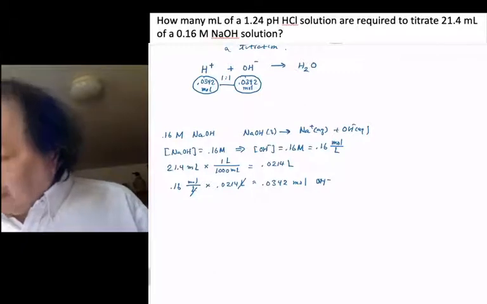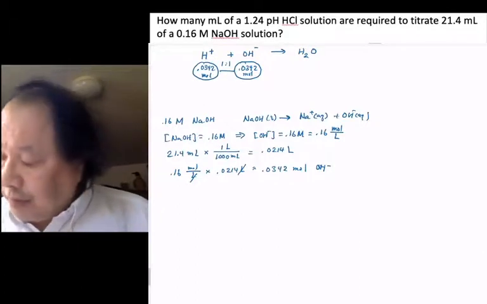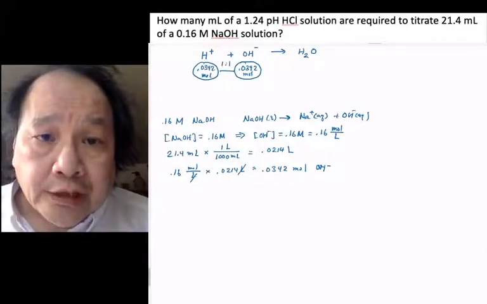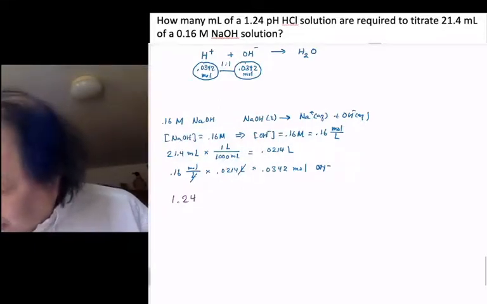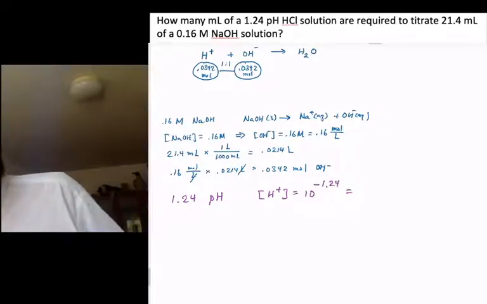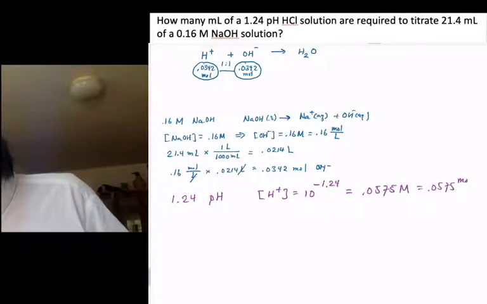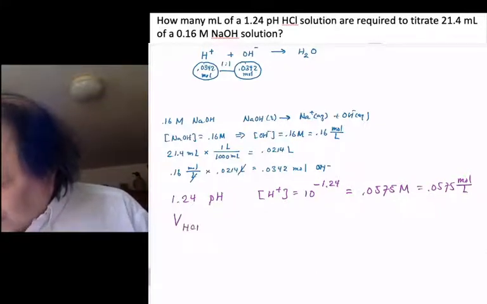We want to figure out the volume of the HCl solution, and what we have is that it is 1.24 pH solution. That means that the H+ concentration is 10 to the minus 1.24, and if you plug that into the calculator, you'll get 0.0575 molar, which is equal to 0.0575 moles per liter. And what we want to know is the volume of the HCl solution, which will be in liters.